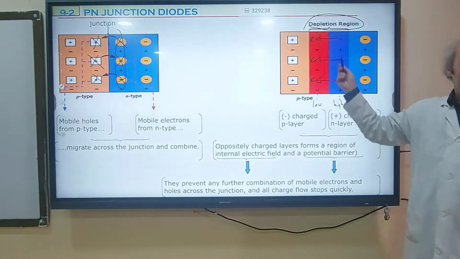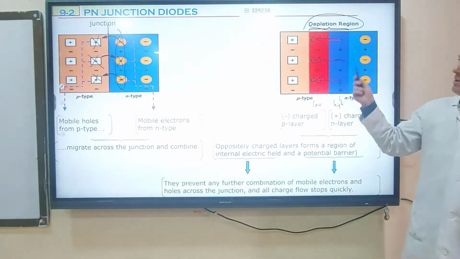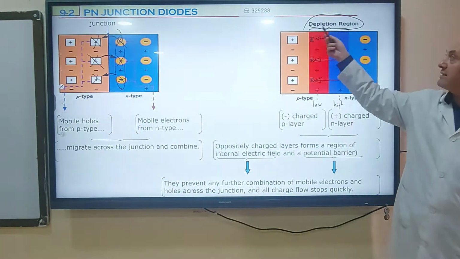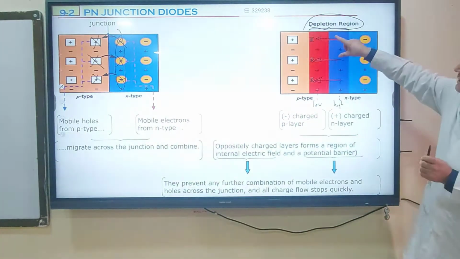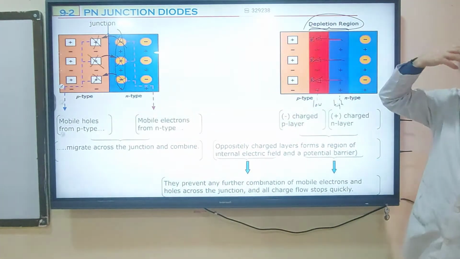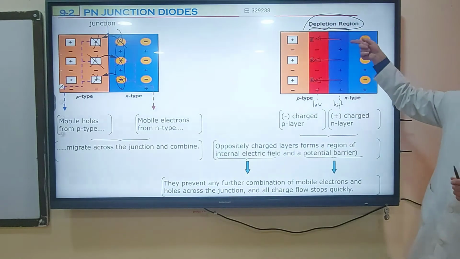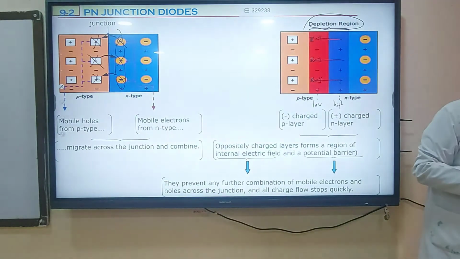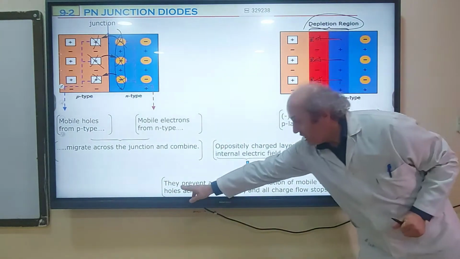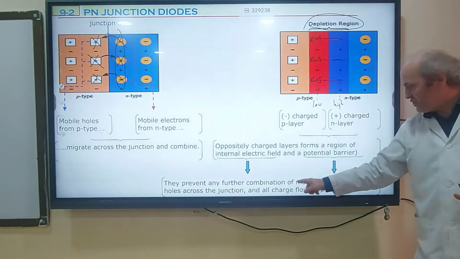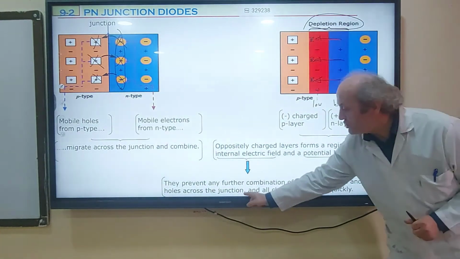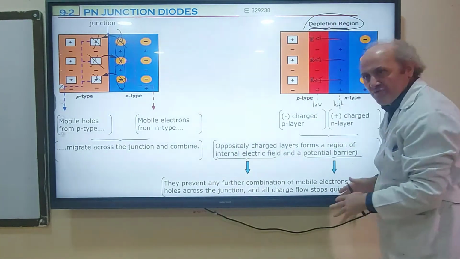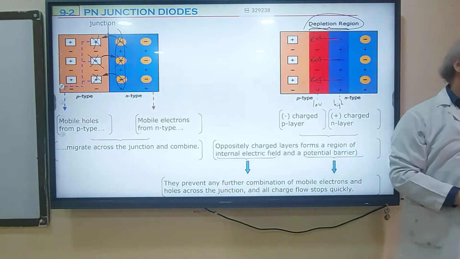That's why this electric field blocks and stops further combination of electrons and holes. This electron and this hole cannot combine anymore. Why? Because this electric field stops that. We know that electrons cannot move in the same direction as the electric field, and positive charges cannot move in the opposite direction of the electric field. So they prevent any further combination of mobile electrons and holes across the junction, and all charge flow stops quickly. As soon as this electric field formed, there is no more combination of holes and electrons.